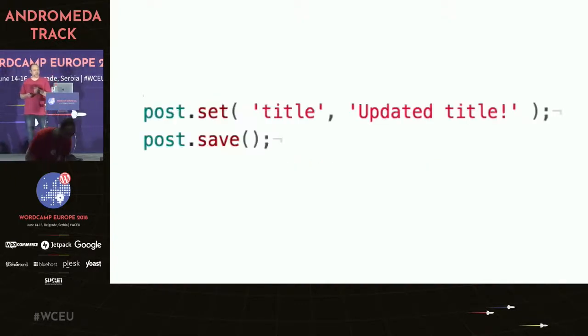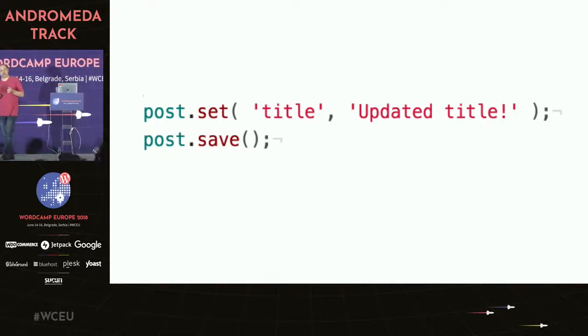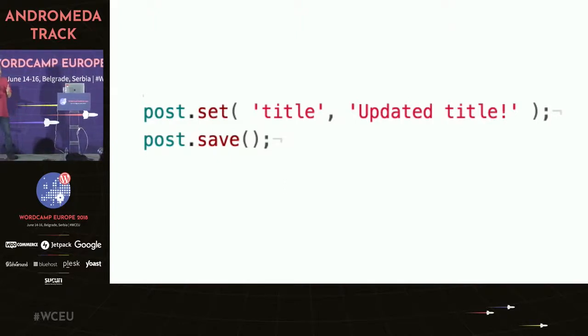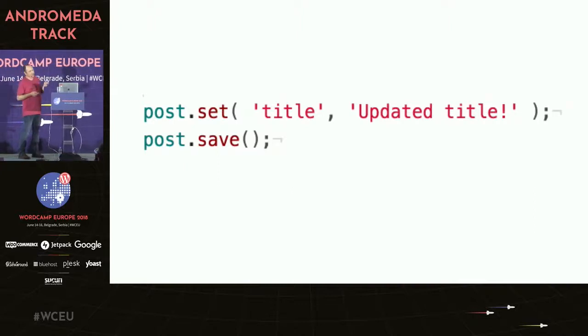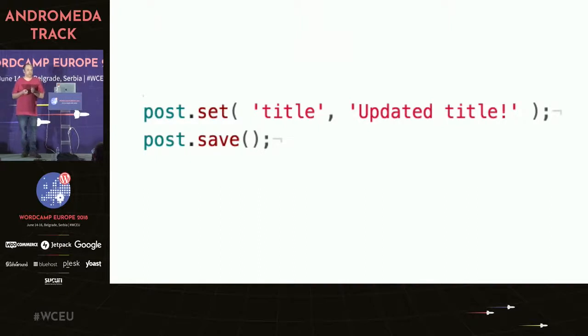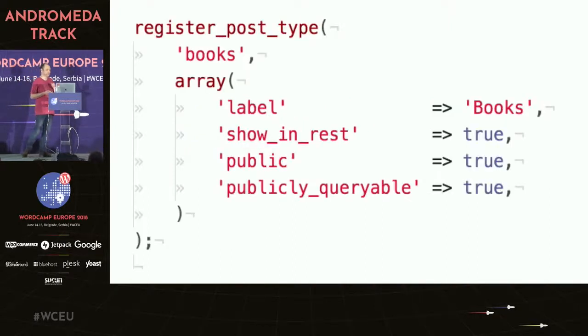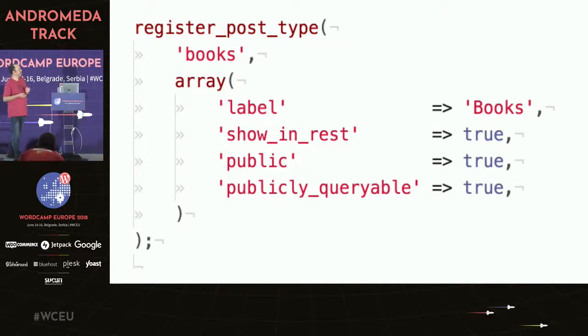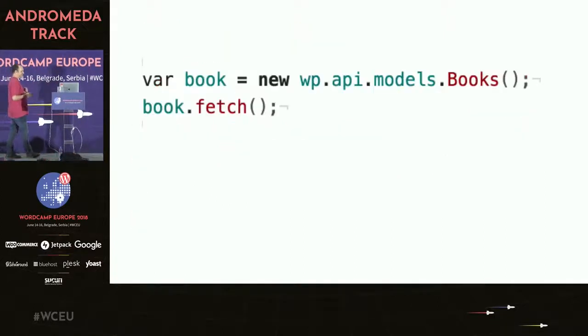Similarly, we can set and save data to the REST API. And the WP API client will automatically handle the headers that you have to send, the nonce, and all of the details around authentication, as long as you're using cookie authentication and you're already logged into WordPress. This also works with custom post types or meta that you've registered, as long as you have show_in_rest set to true.